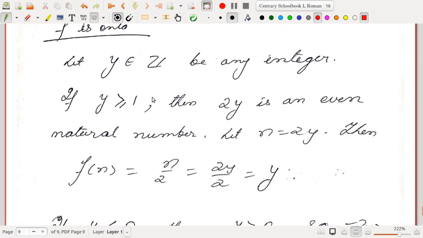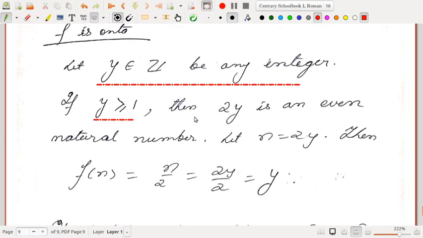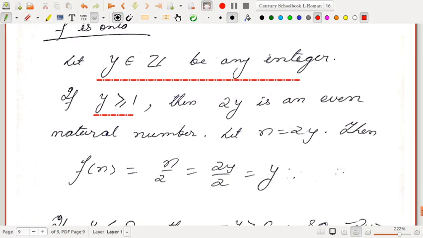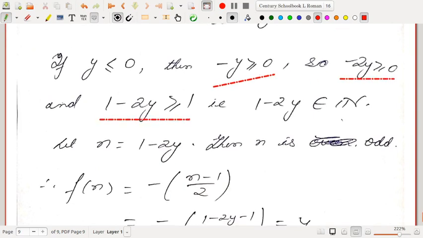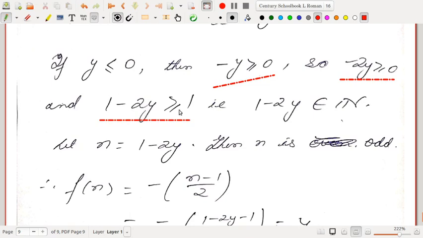Now f is onto, how to show it. Let y belong to Z be any integer. Then if y is greater than or equal to 1, then twice y is an even natural number. So n equal to twice y. If you take n equal to twice y, then f(n) will be n by 2, that is y. And if y is less than or equal to 0, then minus y is greater than or equal to 0, and minus twice y is also greater than or equal to 0. So if you add 1 on both sides, then 1 minus twice y is greater than or equal to 1.